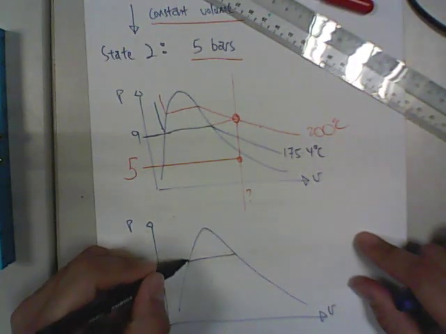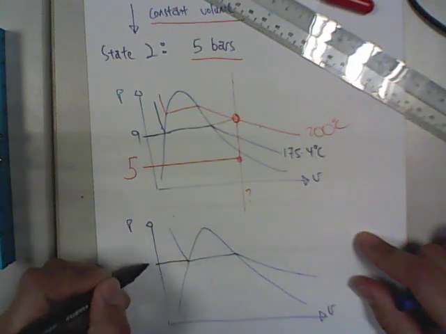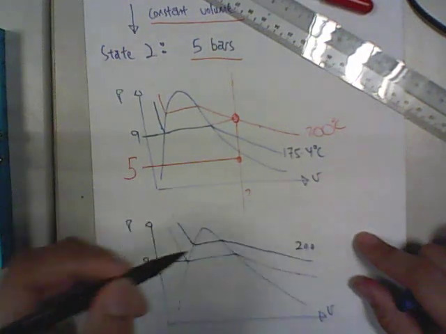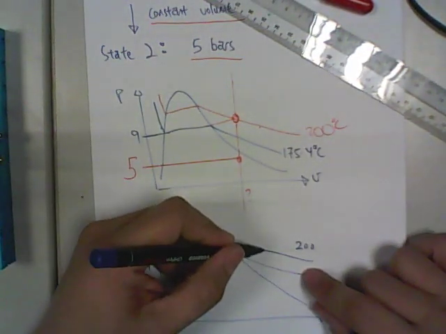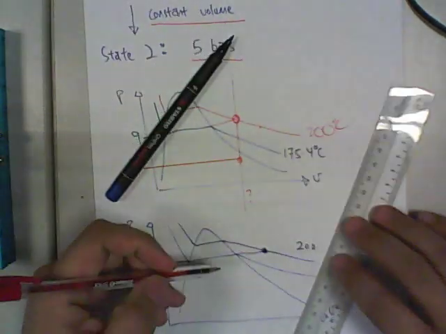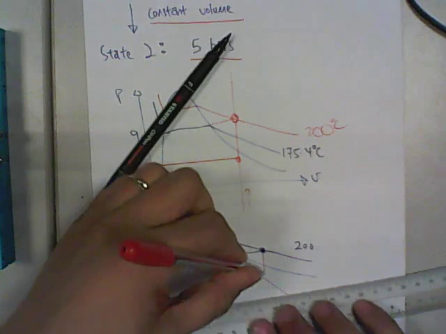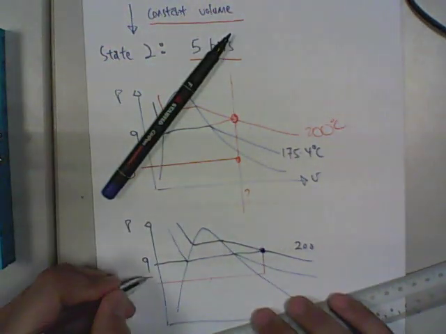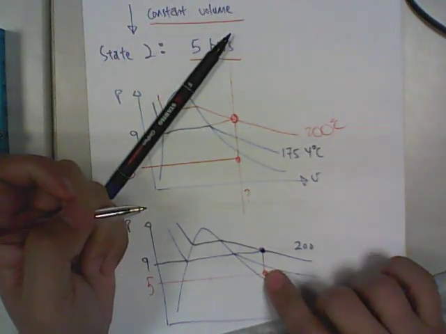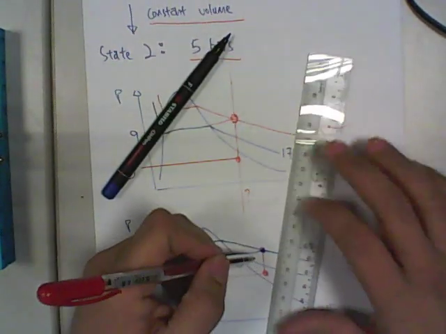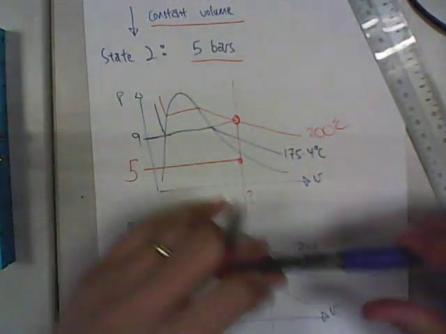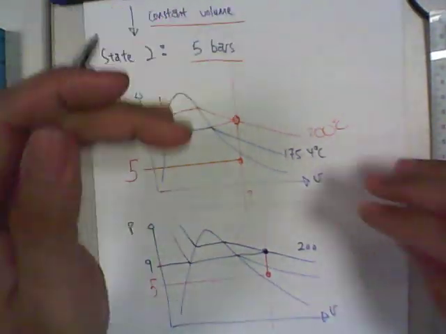Whereby I'm going to draw the same thing. This is 9 bar. This is 200. So 9 bar 200, it starts from here. And maybe it will just go down to hit 5 bar, but it will still remain out of the hill. So it will still be superheated. So which case is which? This is up for you. This you need to know how to find.